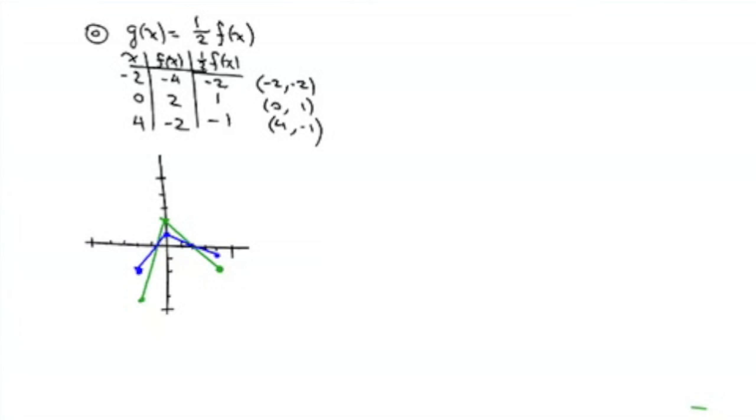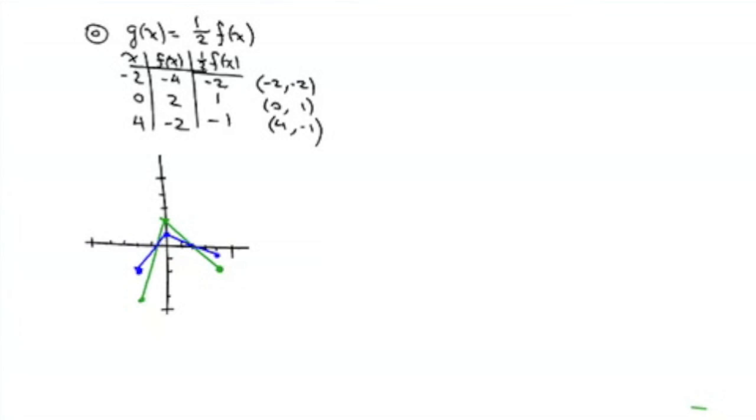The domain's not changing. The domain is still going from -2 to 4, but the range has gotten shrunk. It's gotten half as high. Half as deep and half as tall as it comes closer to the x-axis. So I call this a shortening of the function. It's gotten a lot shorter than it used to be. That's because of a half.